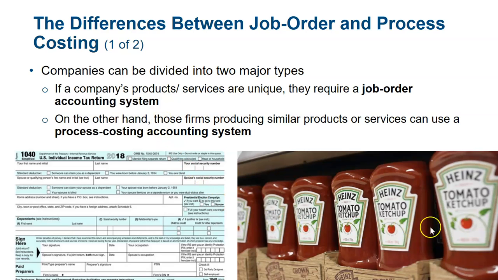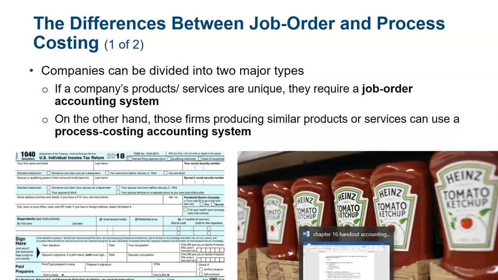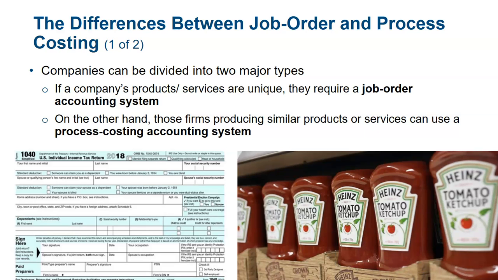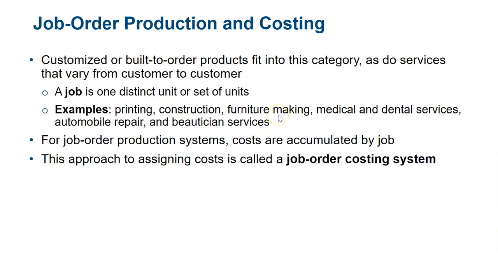On the other hand, we go to the grocery store, we're looking here at 1, 2, 3, 4, 5, 6 bottles of ketchup. Well, we hope that it doesn't matter which one of these we pick. We expect it to taste the same regardless. So this would be process costing, accounting systems that are making homogeneous products. So our focus for this chapter is over here on job order costing.